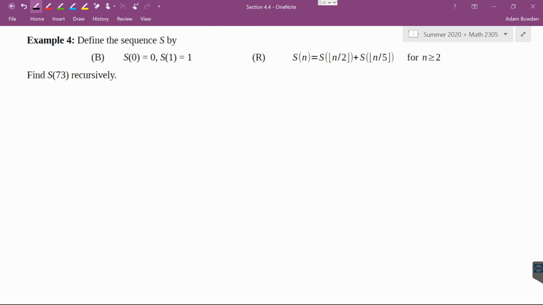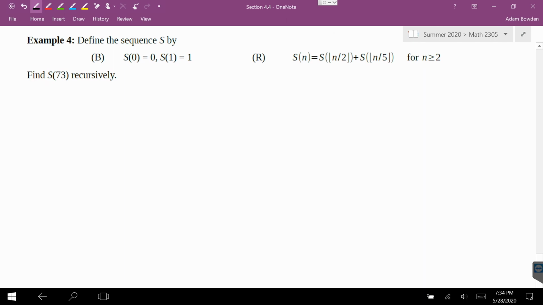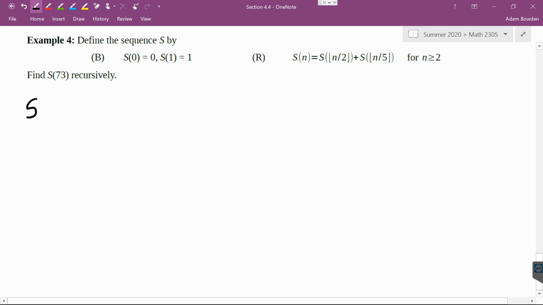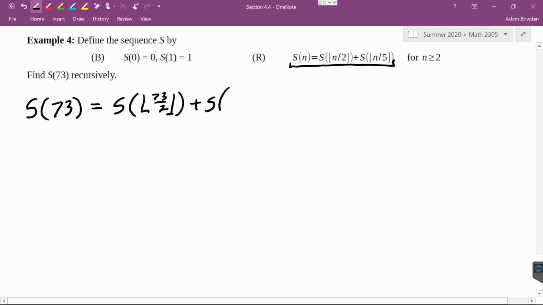Now for this one, it says we're going to find S of 73 recursively. Okay, and our recursive definition is given up above. So kind of similar to another example we did here. If we look at our recursive definition up above, we can say that S of 73 is going to start out as S of the floor of 73 divided by 2 plus S of the floor of 73 divided by 5. Now what that's going to equal is S of 36 plus S of 14.